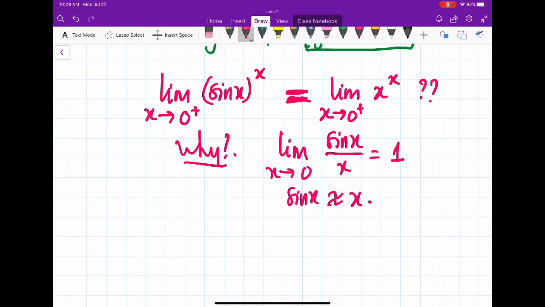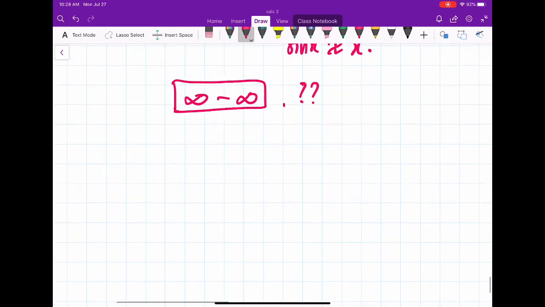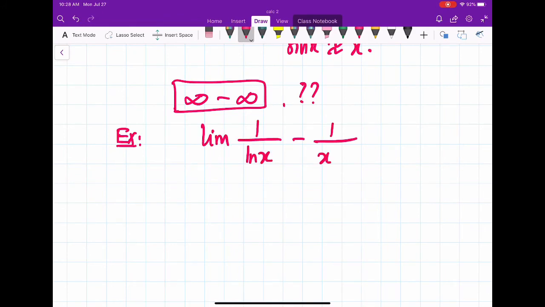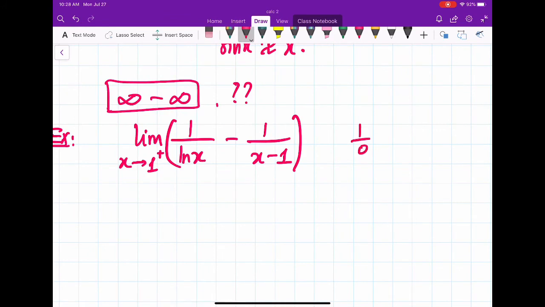That is the form infinity minus infinity. So if you see the form infinity minus infinity, what to do? Here's an example. Limit of 1 over ln of x minus 1 over x minus 1, x approaches 1 from the right. And when you plug 1 into these functions, you get 1 over 0 minus 1 over 0, right? So this is kind of infinity minus infinity.